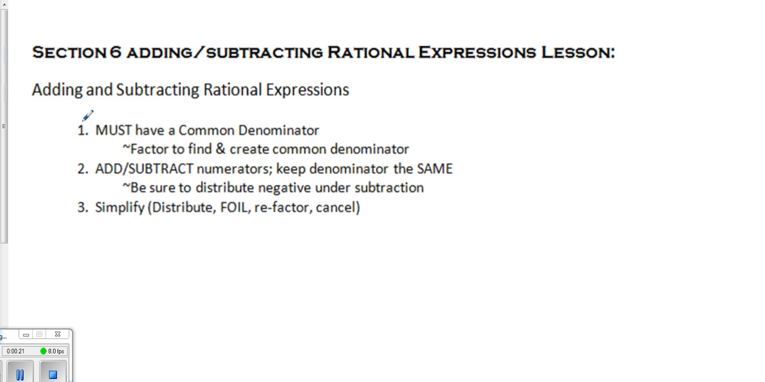I want you to circle this one or underline it or do something to show this is very important. They have to have a common denominator first. So to help you find that common denominator, you'll factor and create a common denominator. And I'll show you how to do that in our coming up examples. After you have the common denominator, then you'll add or subtract the numerators, and the denominators will stay the same because they're that common denominator.